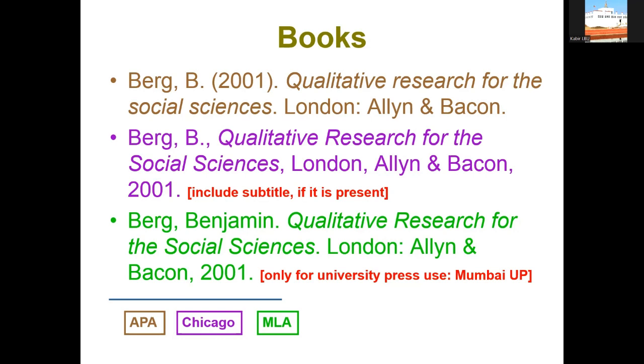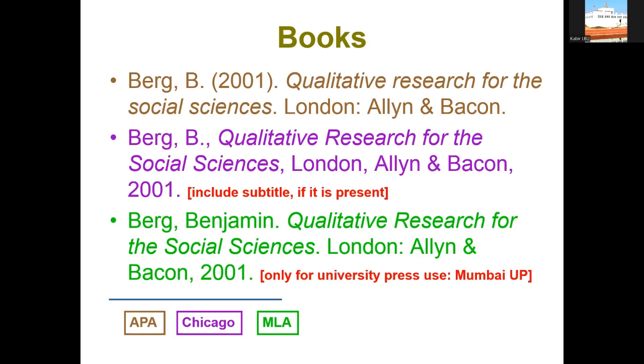But how does it differ from the Chicago system? In Chicago, you will see that the name of the author is given, Burge B., then the name of the book is given. But here, see that in the name of the book, in all the words the first letter is in capital letter: Qualitative Research for the Social Sciences. So see how it changes from the APA system.